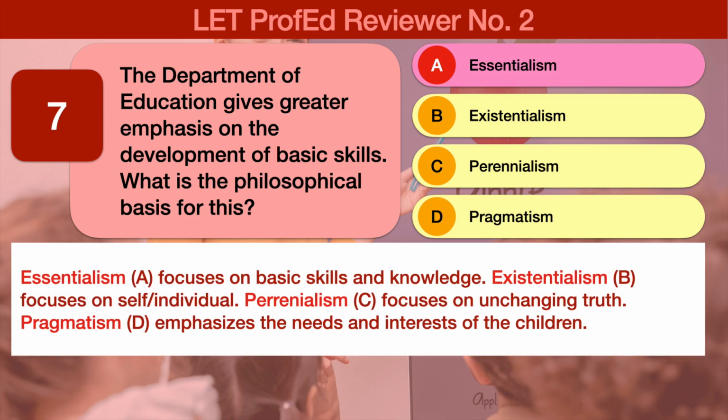The correct answer is A. Essentialism. Essentialism focuses on basic skills and knowledge. Existentialism focuses on self or the individual. Perennialism focuses on unchanging truth. Pragmatism emphasizes the needs and interests of the children.